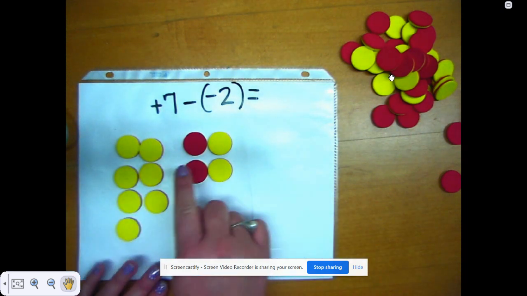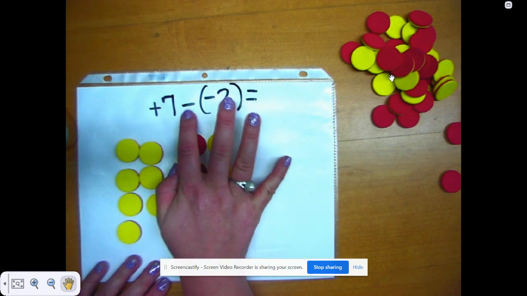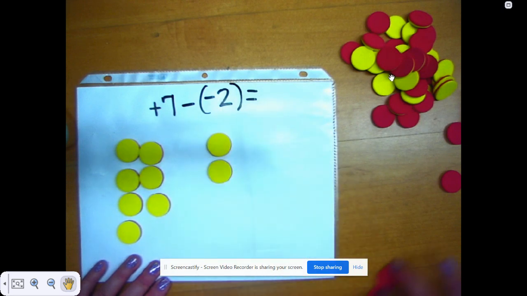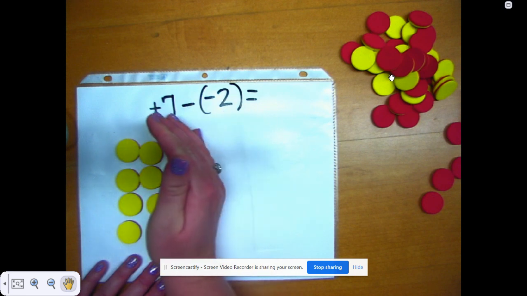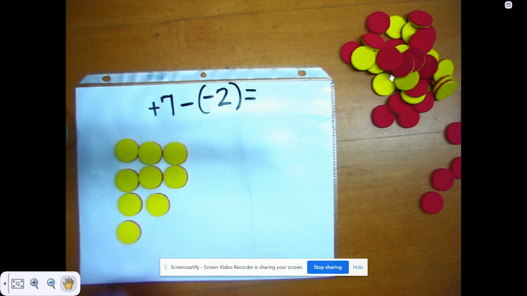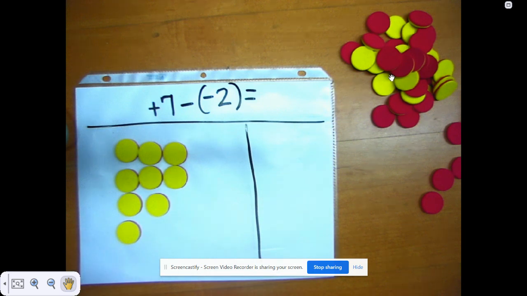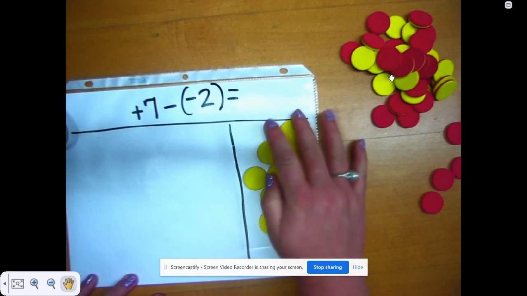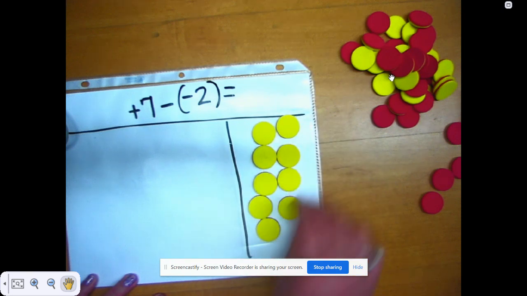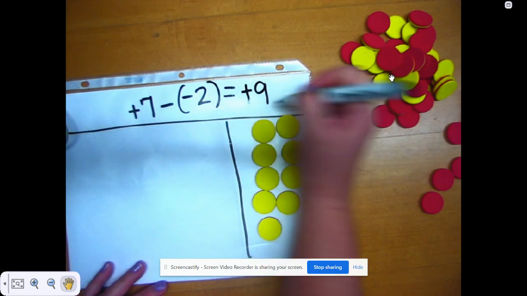Now I can do what my problem says to do. I have positive 7, and I need to take away negative 2. So I'm going to take these 2 negatives away. Now all of my pieces are the same color. So that means I can cross that equal just like we've been doing. When I cross the equal, push them across, I'm left with 2, 4, 6, 8, 9, and my answer is positive 9.